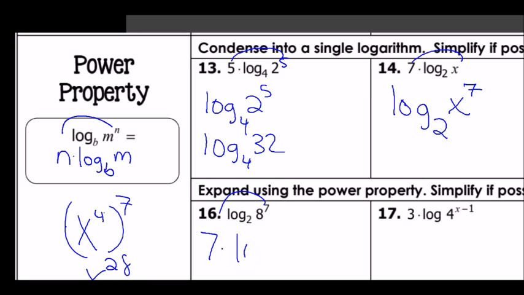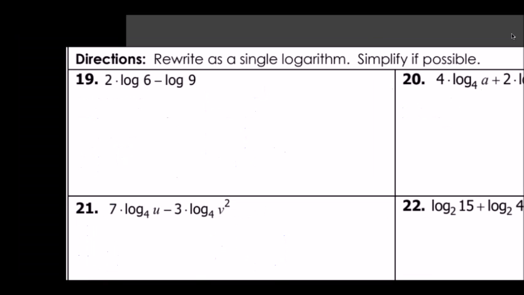7 times log base 2 of 8. Now technically, what is log base 2 of 8? 3. So this would actually become 7 times 3, which is 21. So we're kind of doing all of our properties in one.